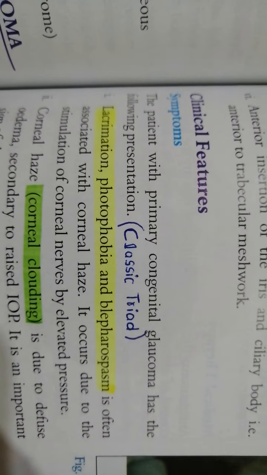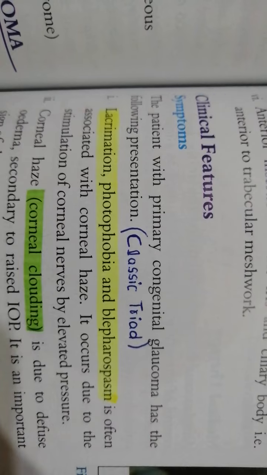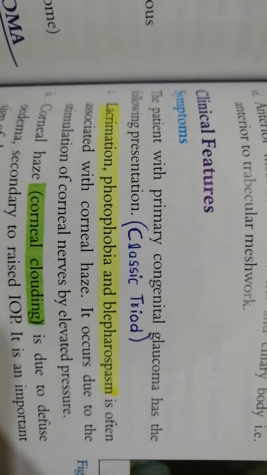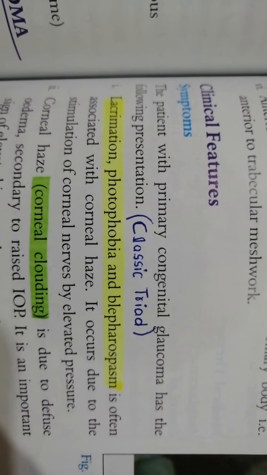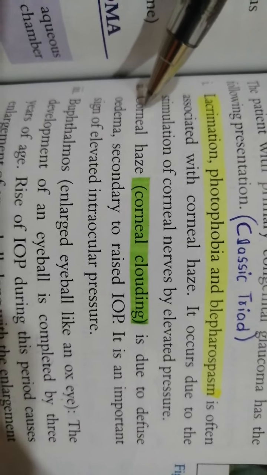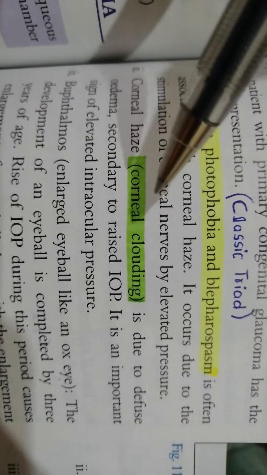So another important buzz phrase which you must always associate with primary infantile glaucoma is corneal haze, and that will make sense later when we will talk about some details of pathogenesis. Always associate corneal haze slash corneal cloudiness. Okay?